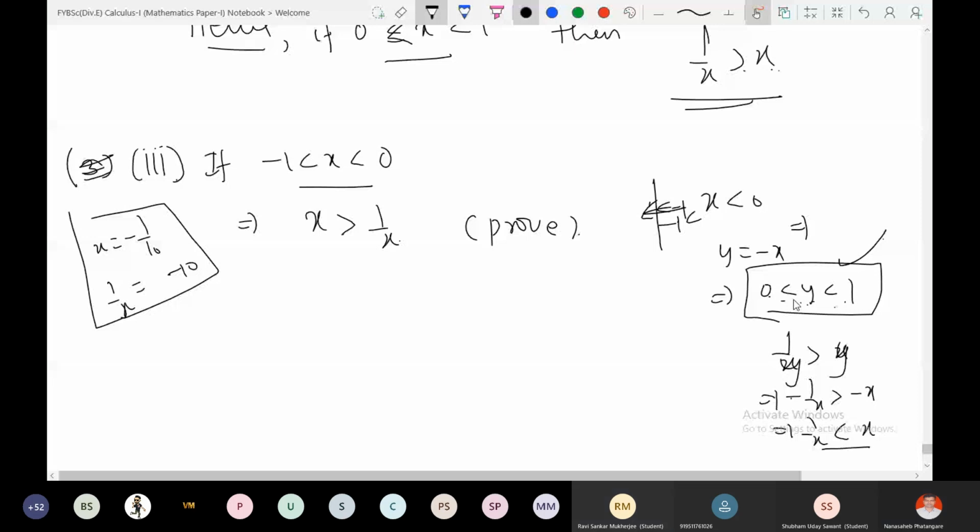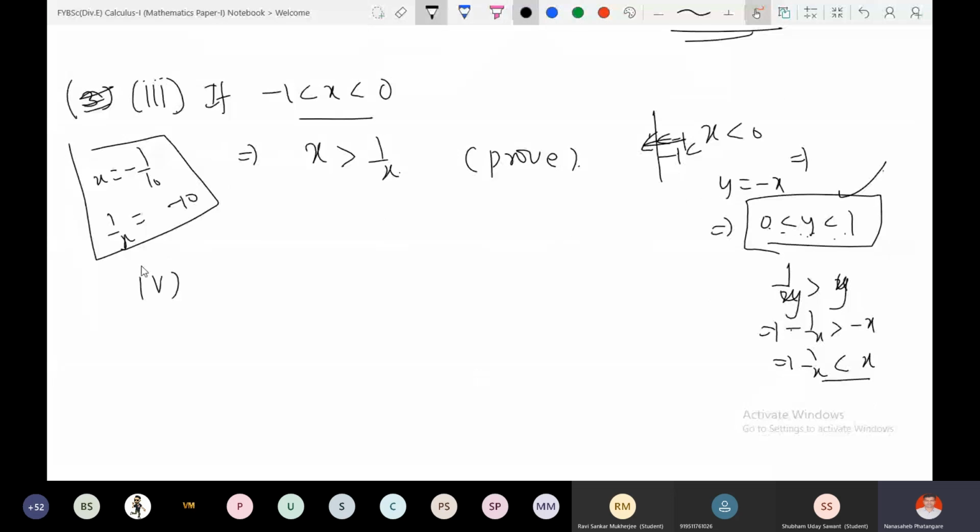Yes, sir. Right. So therefore this case is trivial now. Now fourth case, if x is less than minus 1, again use the first. Here you can use second case, and here use first, right?